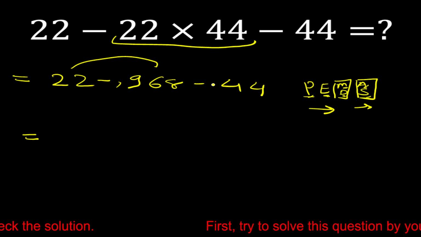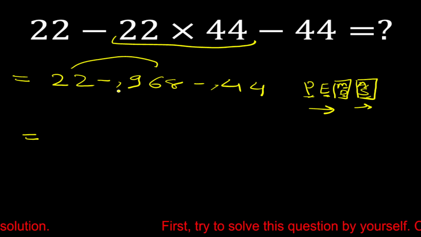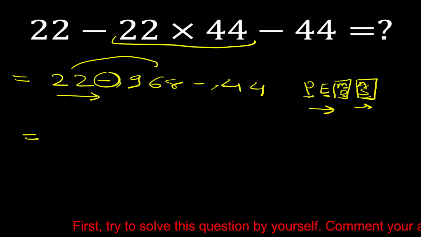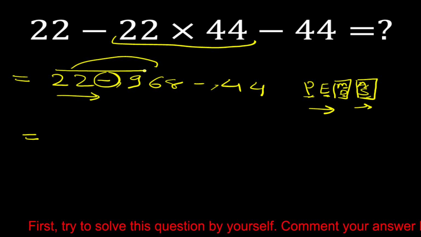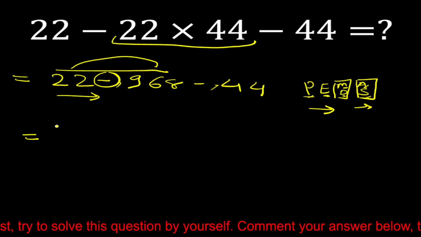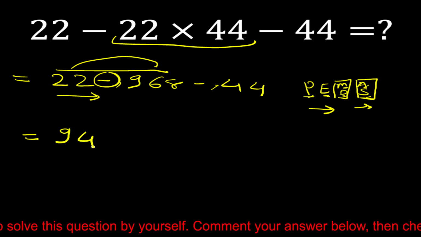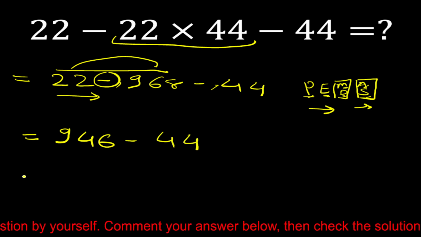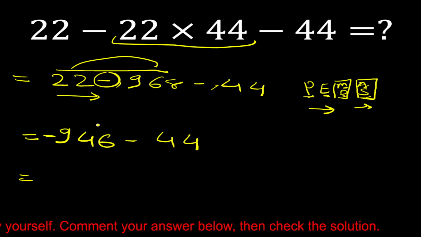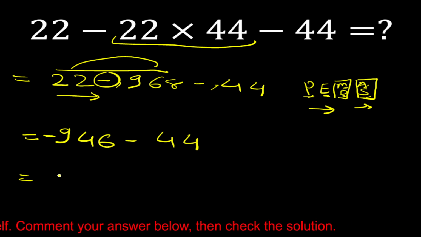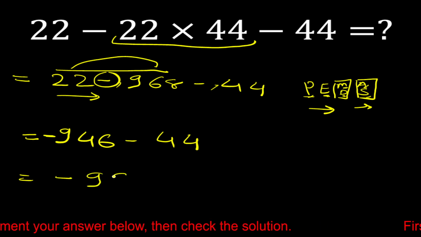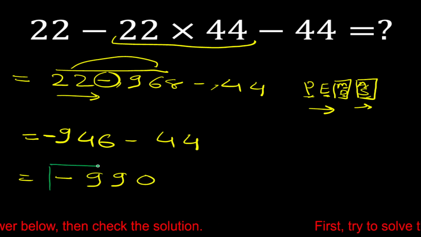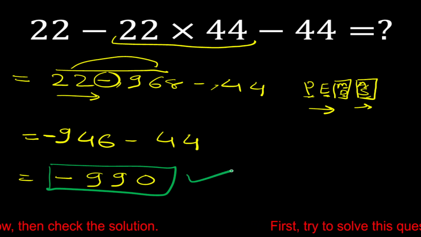Here is one subtraction and here is also one subtraction. Both have equal priorities, so we have to solve it from left to right. So first we have to solve this subtraction. Okay, so 22 minus 968 is equal to minus 946, minus 44. Sorry, minus 946 minus 44 is equal to minus 990. Okay, so the correct answer is minus 990.